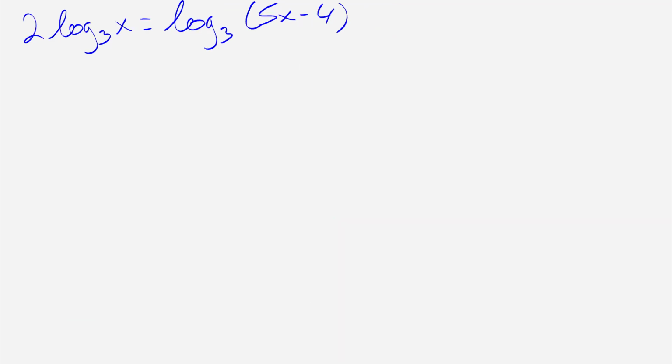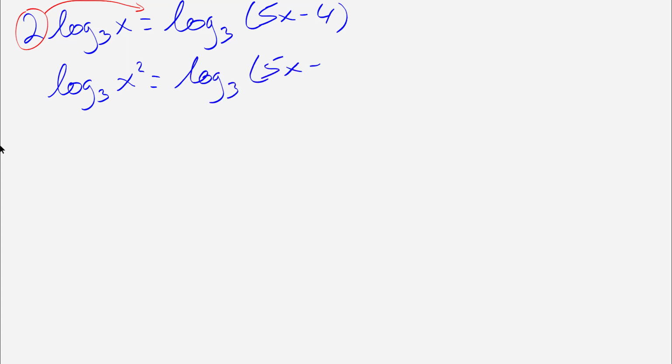Bringing that with me to the next page here, 2 log to the base 3 of x equals log to the base 3 of 5x minus 4. Now the next thing I'm going to do is bring this 2 up as a power on the x. We've looked at that rule already in the previous videos. So log to the base 3 of x squared equals log to the base 3 of 5x minus 4.